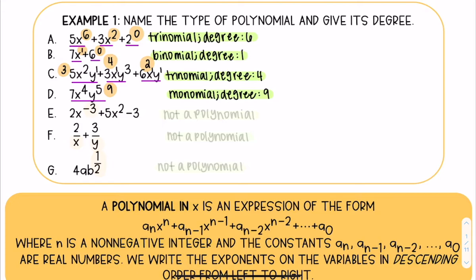What about the next one? In the first term, we have a -3. But what did I say about a polynomial to begin with? I said that we have to have non-negative integers. And no variables can appear in the denominator for it to be a polynomial. But that is clearly a negative integer. So this is not a polynomial.